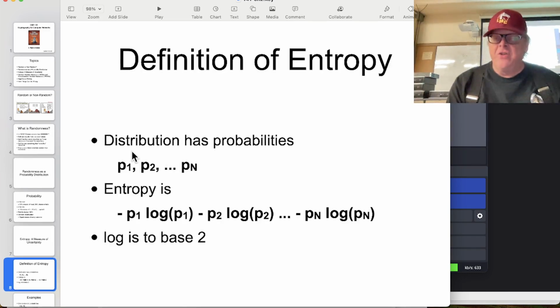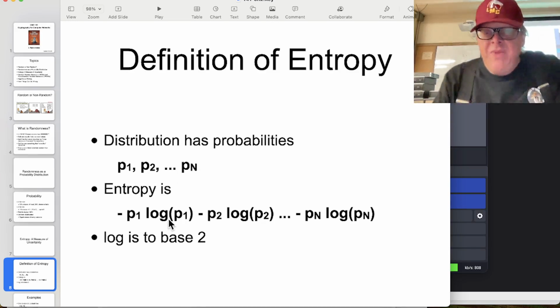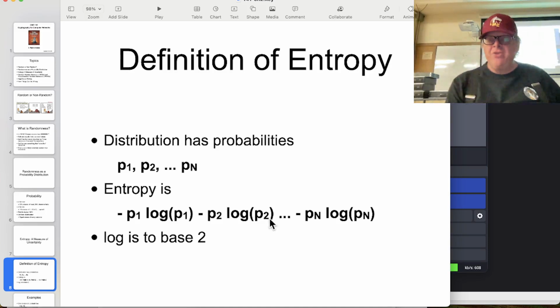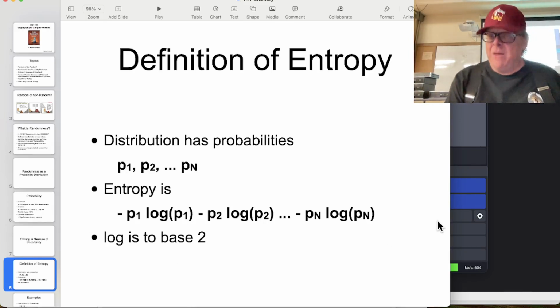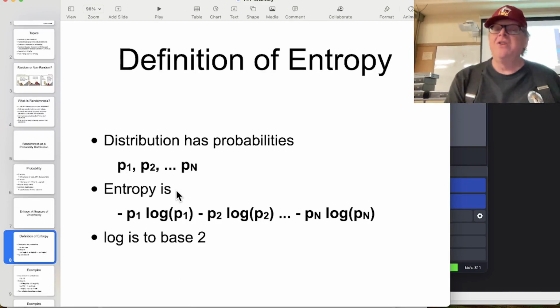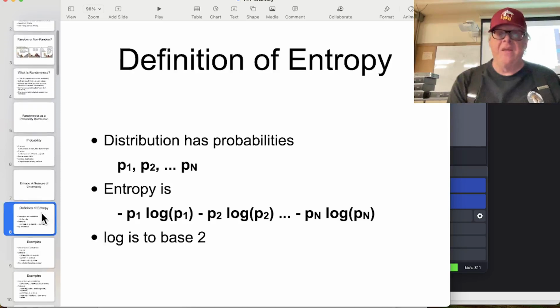If you have the probabilities of n possible outcomes, then the entropy is minus P1 times log P1, minus P2 times log P2, and so on. You just define it this way. And all these logs are negative because the probabilities are all less than 1, so this is a positive number. And if you make it the log to base 2, this is called Shannon entropy or Shannon information. It is a measure of the amount of information in this thing in bits.